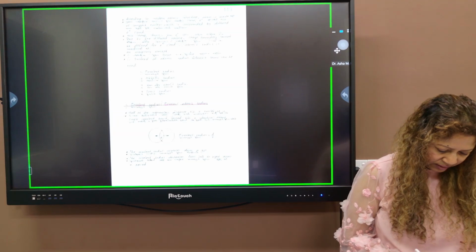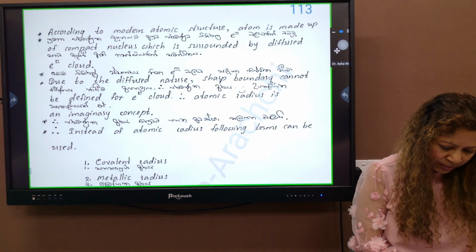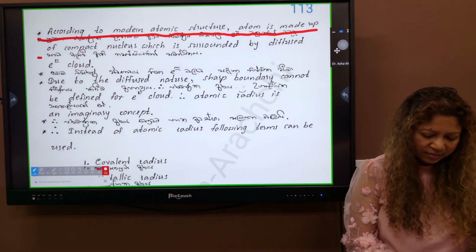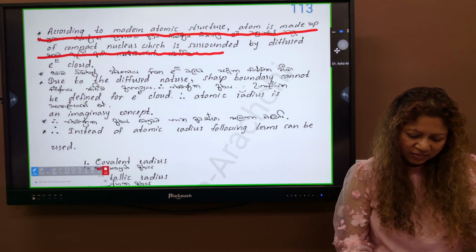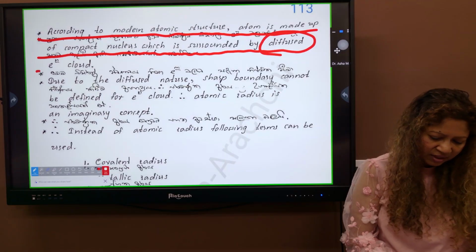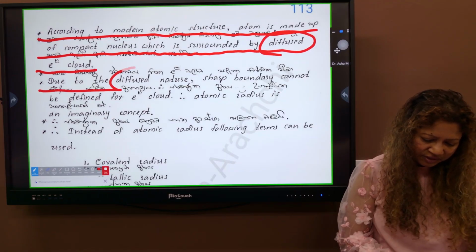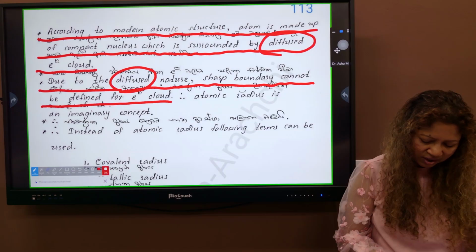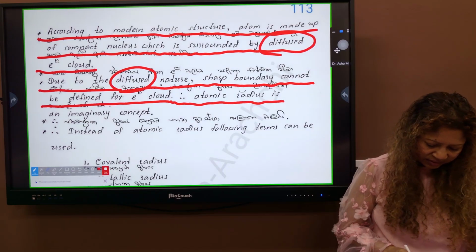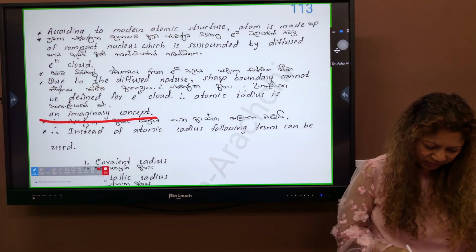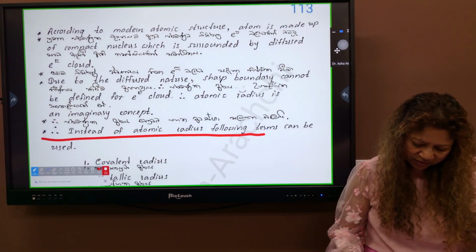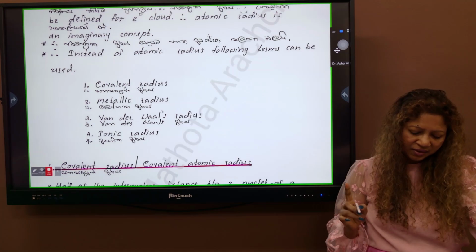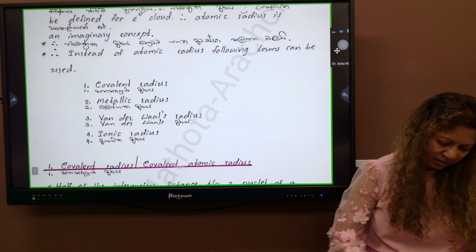Let's read it. According to modern atomic structure, atom is made up of compact nucleus which is surrounded by diffused electron cloud. Due to the diffused nature, sharp boundary cannot be defined for electron cloud. Therefore, atomic radius is an imaginary concept. Instead of atomic radius, following terms can be used. What are those? Covalent, metallic, van der Waals, ionic. Okay, try this part.